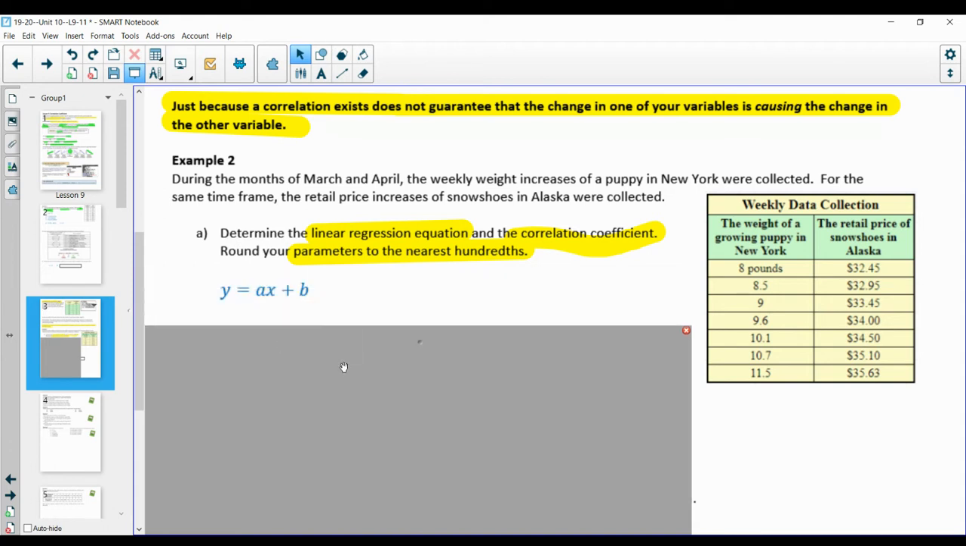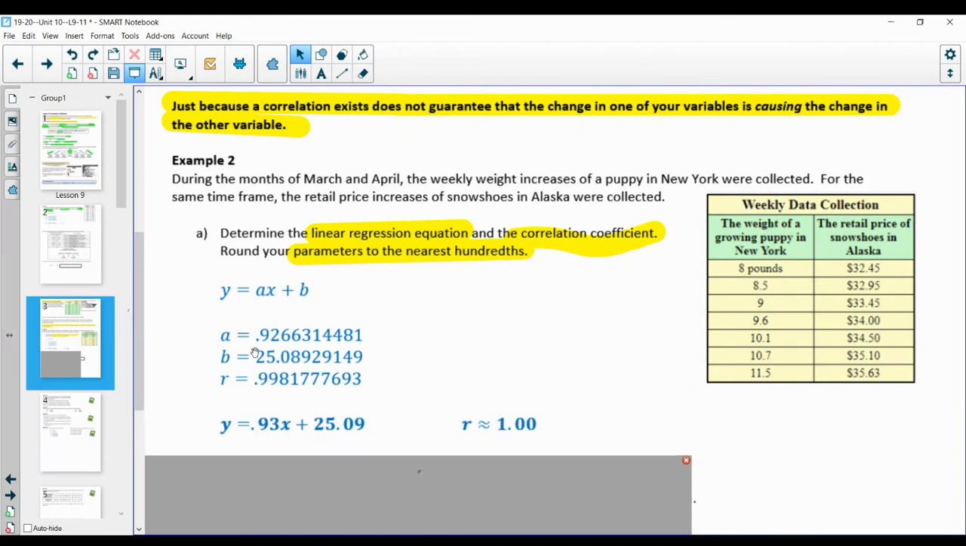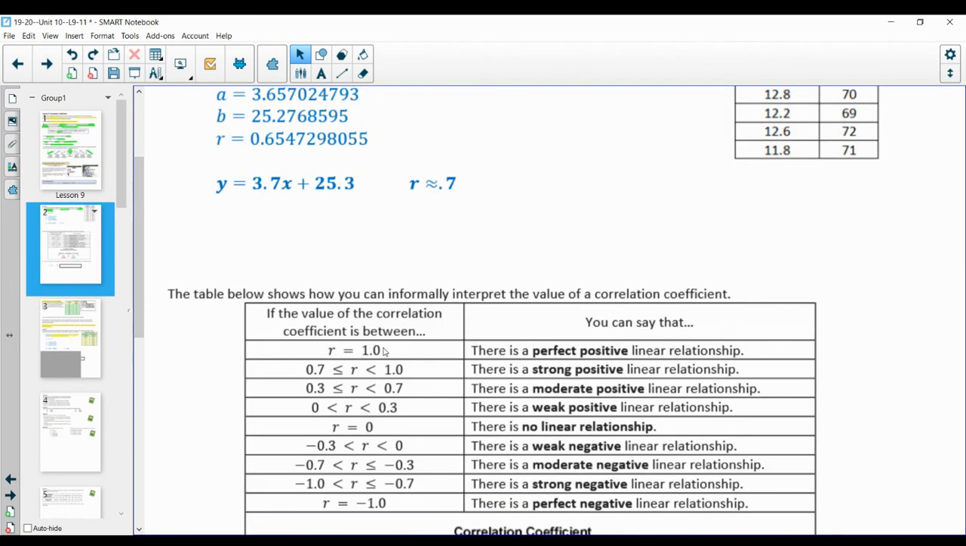So hopefully you put all of this in your calc and you get these values for my A, my B, and my R. When I round them accordingly and write my linear regression equation, I get y equals 0.93x plus 25.09. And my correlation coefficient is approximately 1. Now remember, a correlation coefficient of a positive 1, let's look here. A positive 1, that means that there is a perfect positive linear relationship.